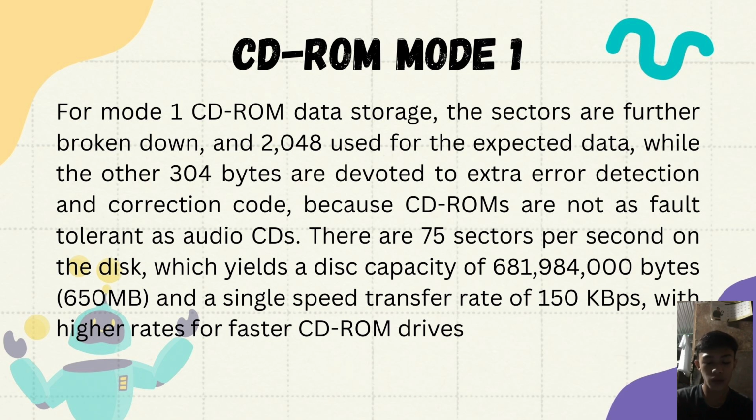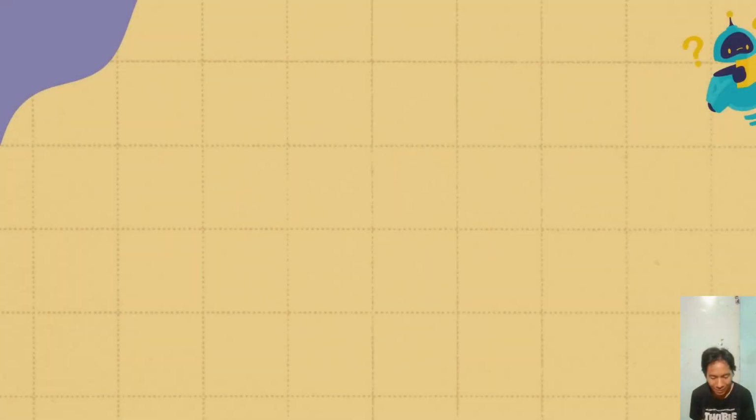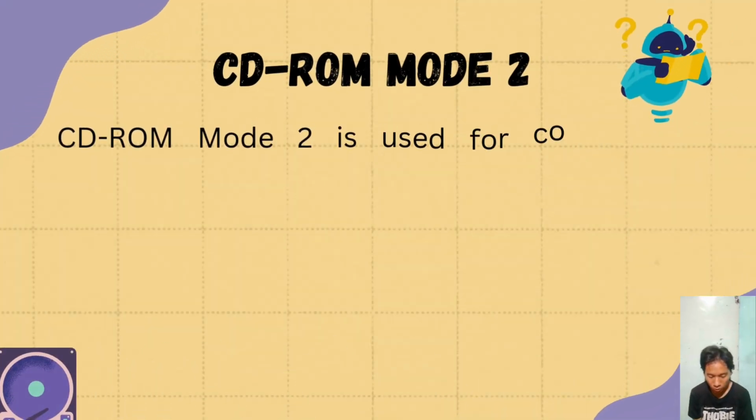Faster drives multiply this rate. Most drives support CD-ROM XA for multimedia and Photo CD for images, allowing multiple sessions on the disk. My topic is CD-ROM Mode 2.